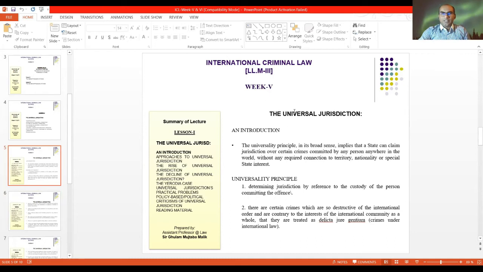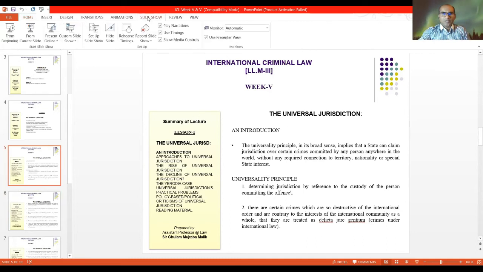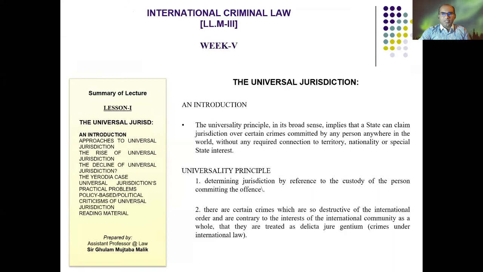Further, in order to understand the introduction, these are the principles which govern universality. Number one principle is determining jurisdiction by reference to the custody of the person committing the offense. That is the first principle of universality.